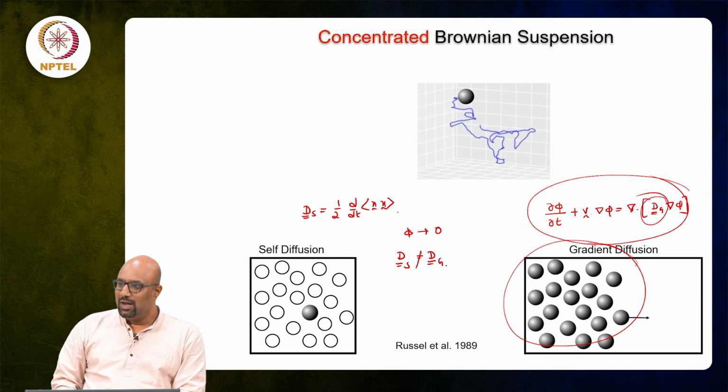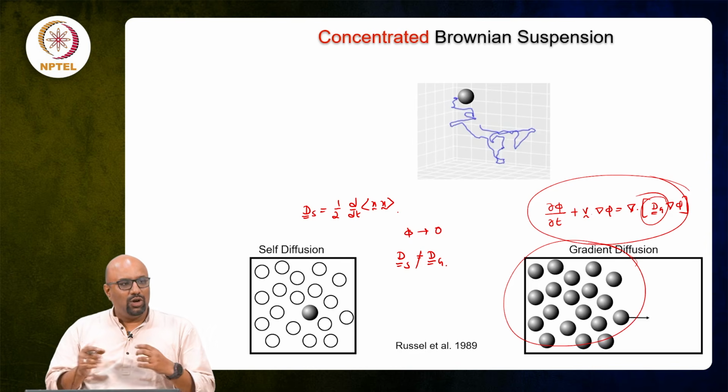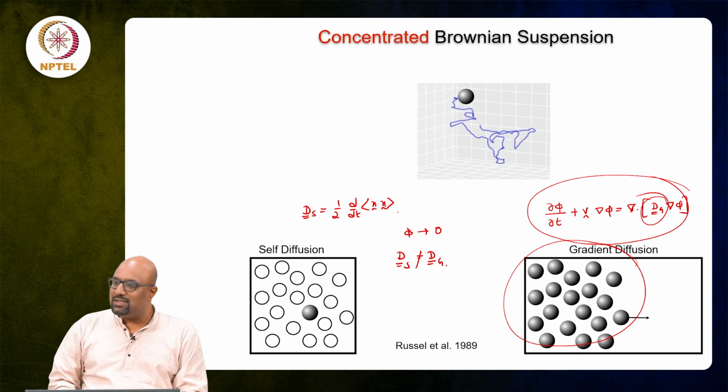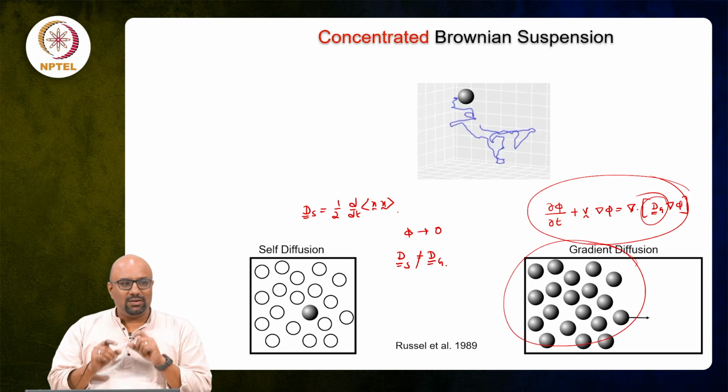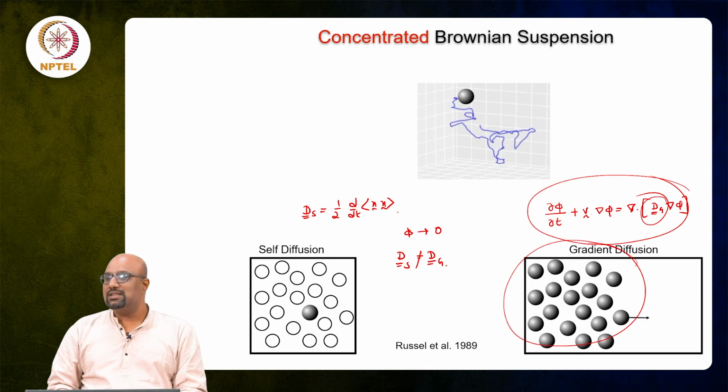Now, if you were to replace those molecules by bigger particles which we are talking about here, the suspension particles, they are going to interact with each other while they try to homogenize the concentration field. So, when interaction is important, gradient diffusion and self diffusion are not going to be the same, because self is when you are tagging one single particle.